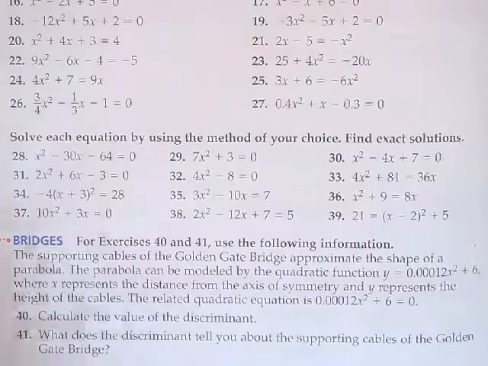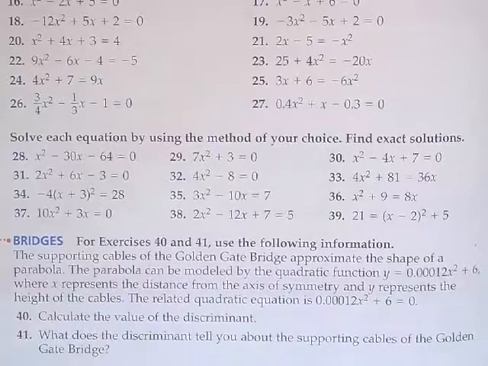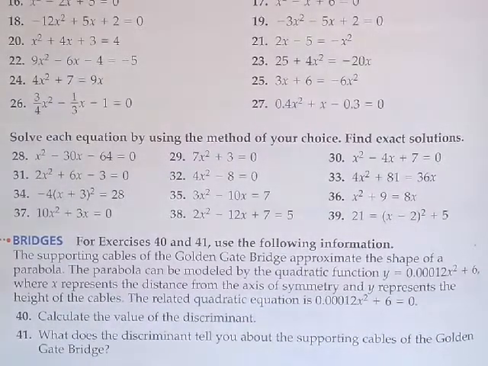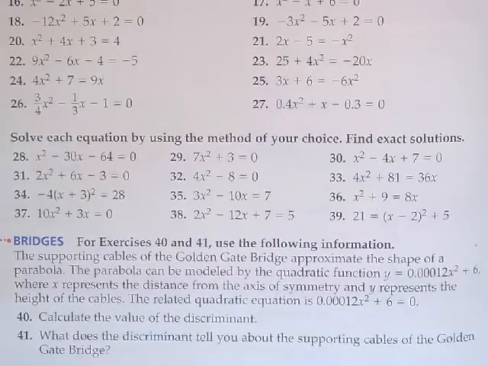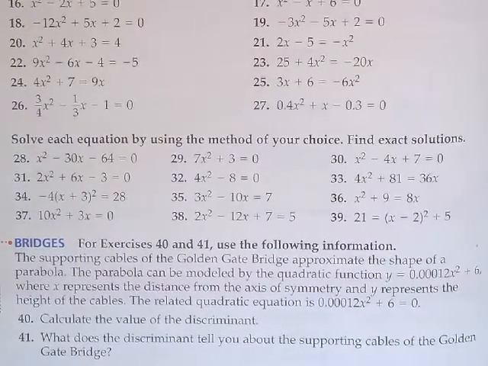All right, let's take a look at problems 40 and 41 on page 318 down here at the bottom, talking about bridges. The supporting cables of the Golden Gate Bridge approximate the shape of a parabola. The parabola can be modeled by the quadratic function shown there, y equals 0.00012 x squared plus 6, where x represents the distance from the axis of symmetry and y represents the height of the cables. The related quadratic equation is shown here. Calculate the value of the discriminant.